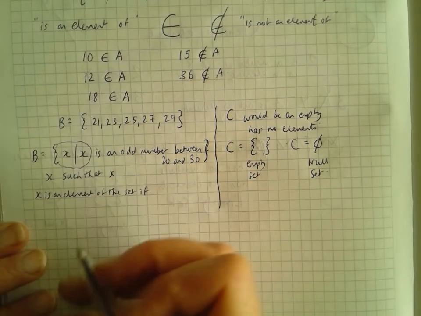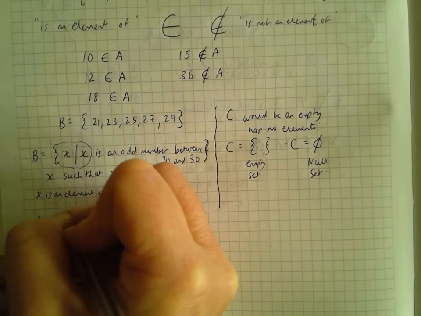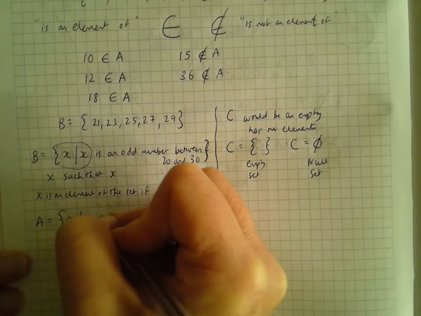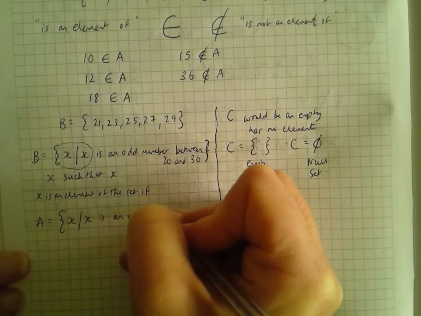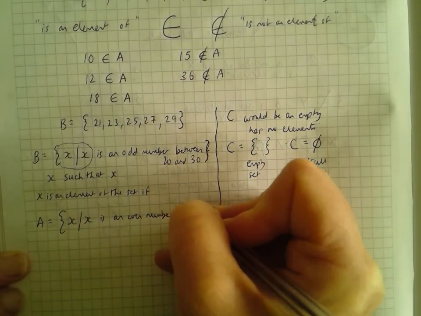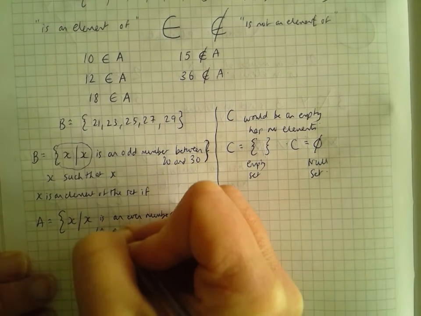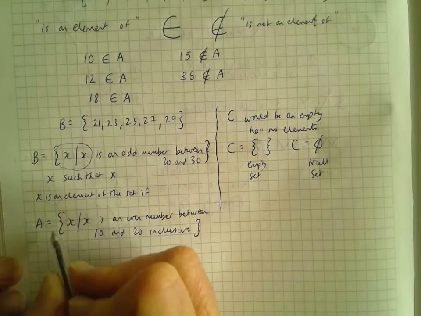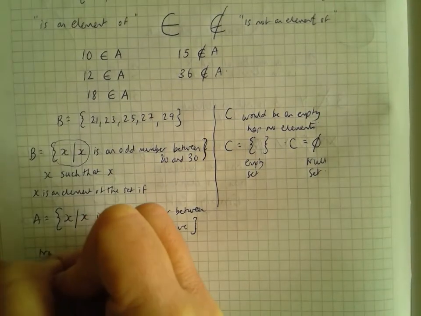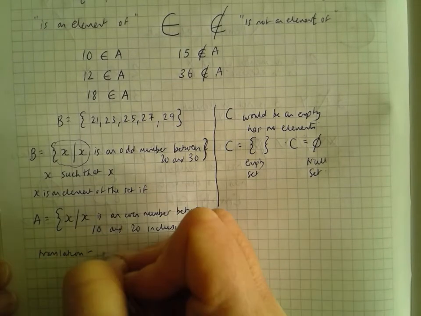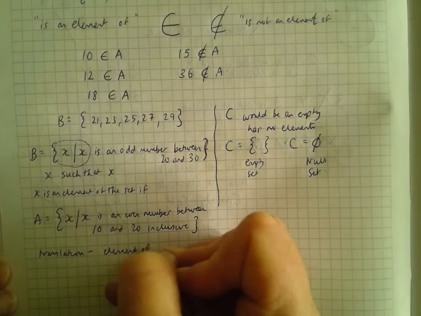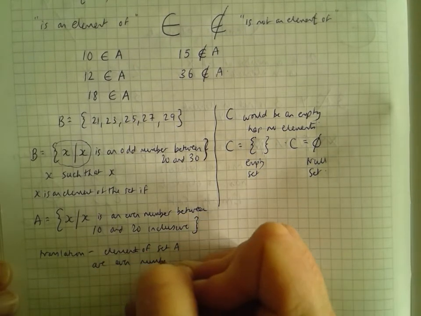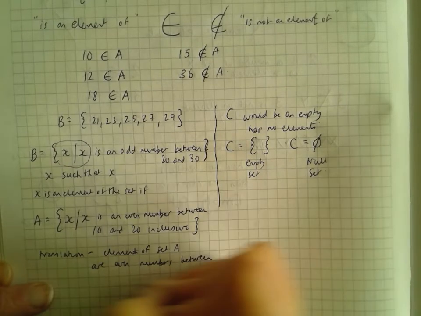So set A would be, curly brackets, X such that X is an even number, remember, between 10 and 20 inclusive. So what that's saying, translation, is the elements of set A are even numbers between 10 and 20. Okay?